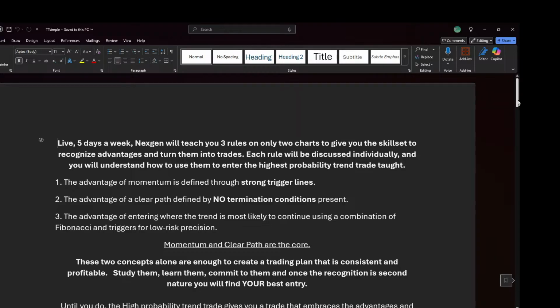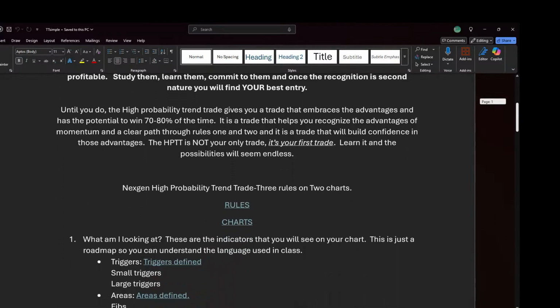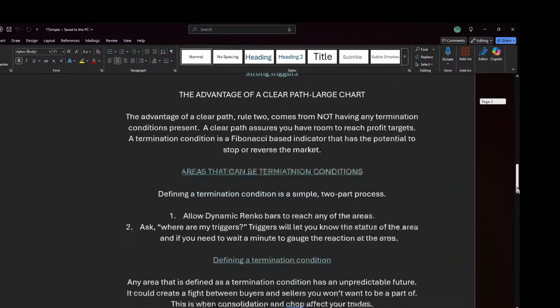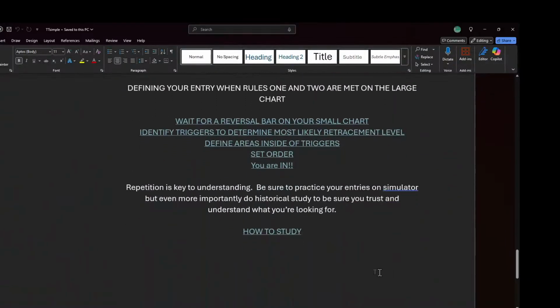for you guys that like the Cliff Notes. This is what we do, how we do it. Momentum and path are the core. That's the rules, the charts, the indicators, each advantage broken down individually and how to identify it, all the way to entry and how to study.